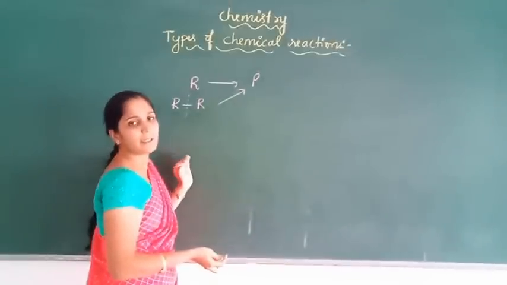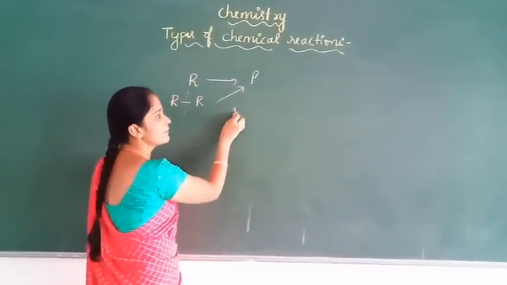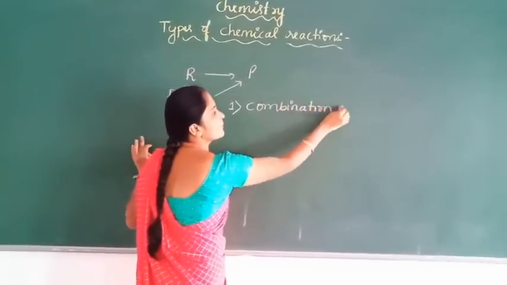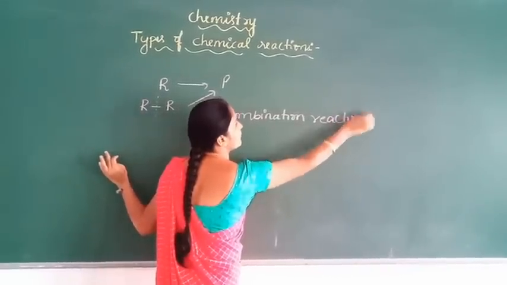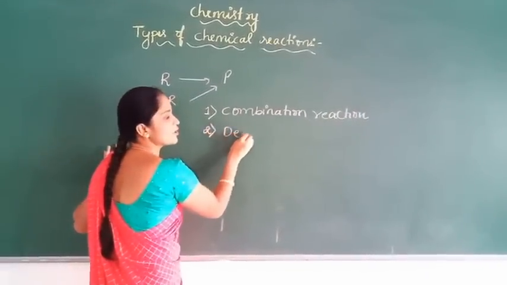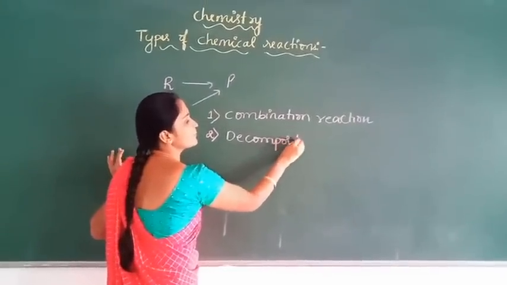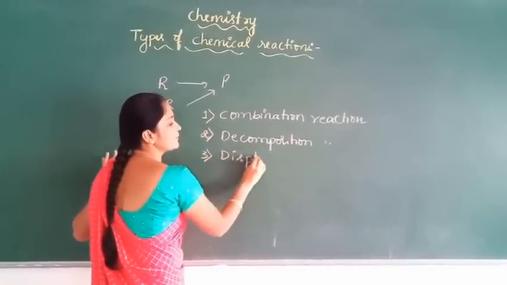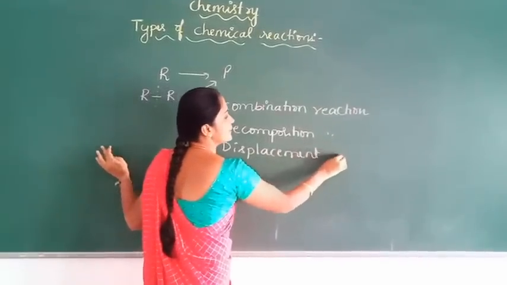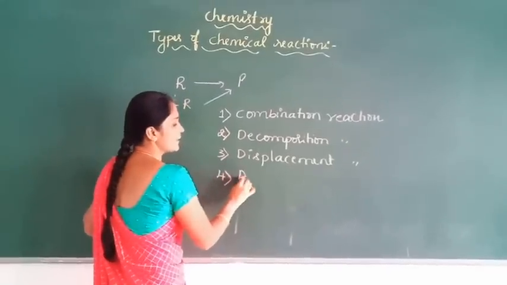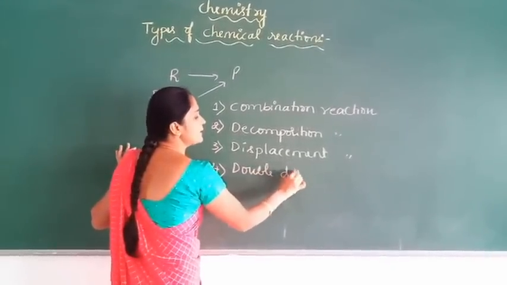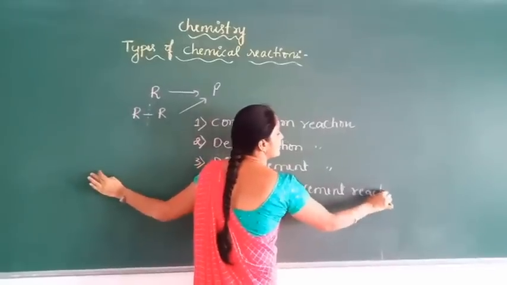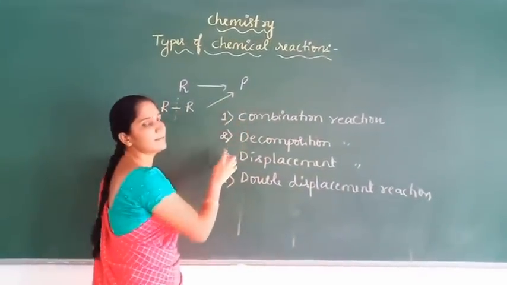Some of the important types of chemical reactions are combination reaction, decomposition reaction, and third one is displacement reaction, and fourth one is double displacement reaction. Now let us discuss one by one.